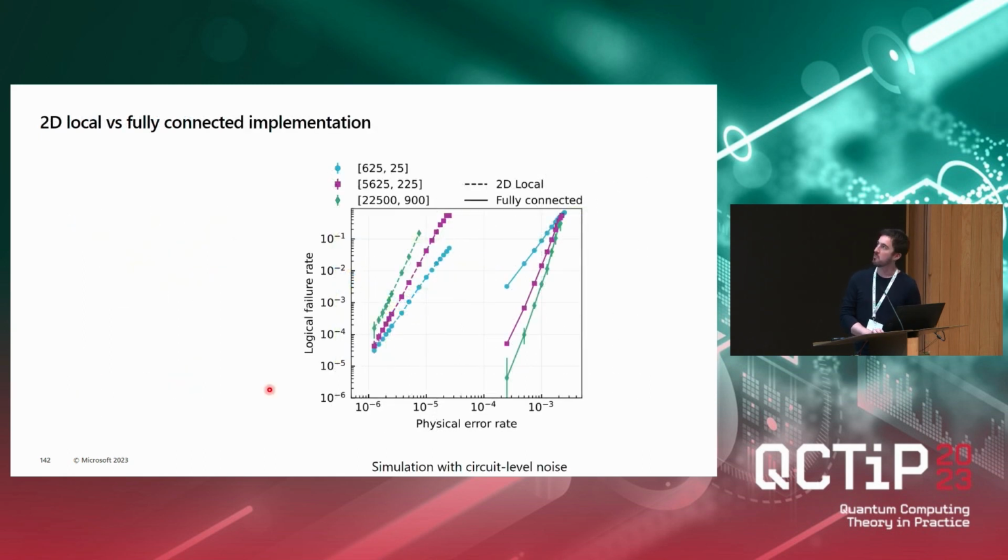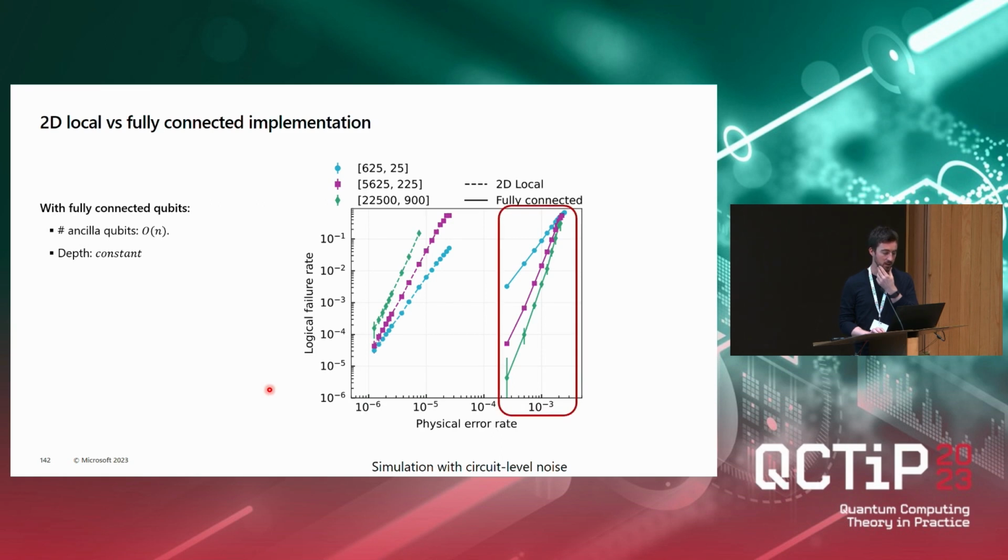What do we get in practice? So Maxime simulated these circuits, and the bad news is that with fully connected qubits, we use a small number of ancilla, we have a constant depth, and we have a pretty good performance. The threshold is of the order of 10 to minus 3, a bit below 10 to minus 3. Sorry, a bit below 10 to minus 2.